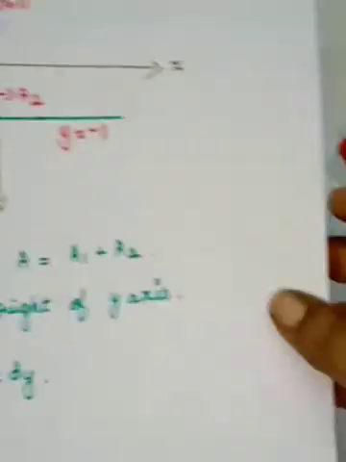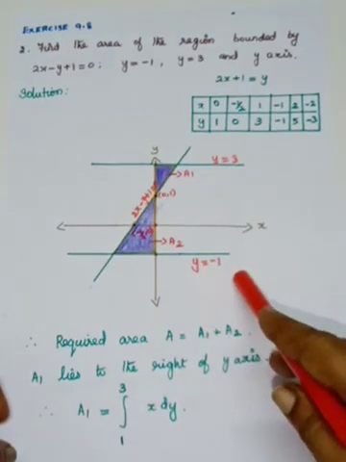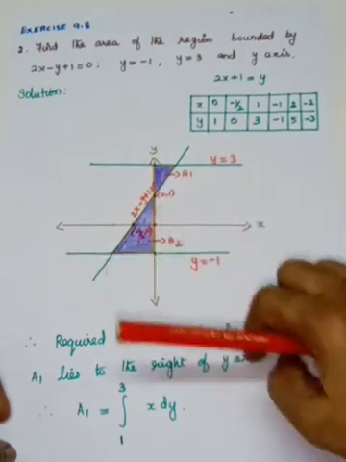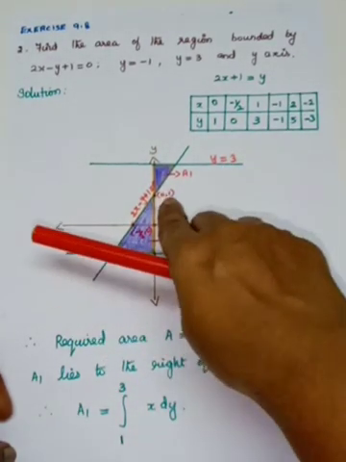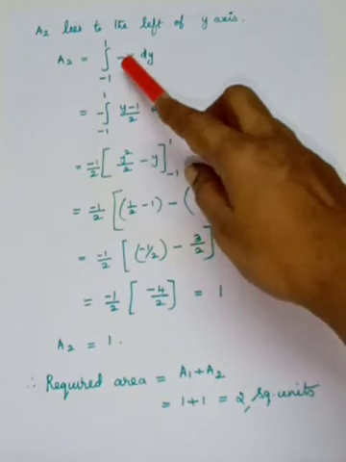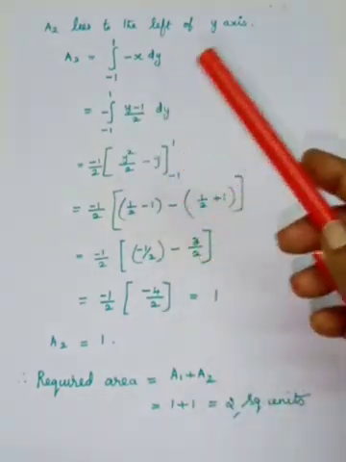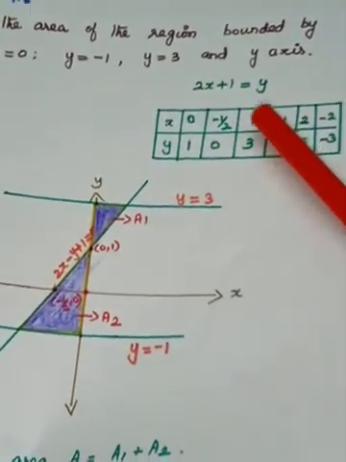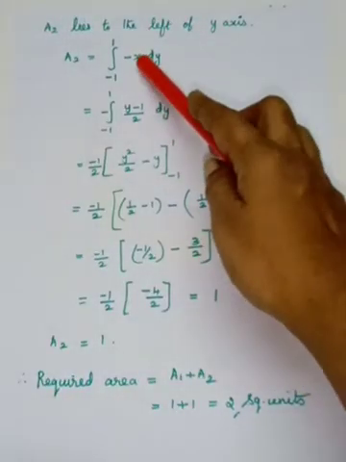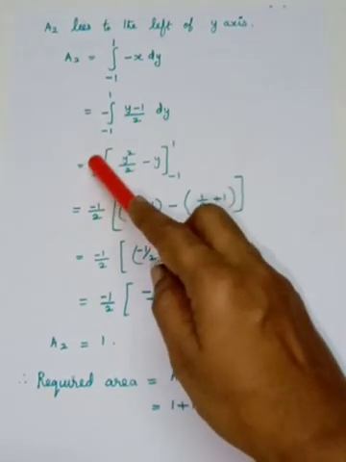Now you have to check the limit. Your A2, see that this is the line given. What is the line? y = -1. Next line, which one has to be taken up to this? This is the line y = 1. So it varies from y = -1 to y = 1. So integral -1 to 1 of -x dy. The minus is taken out. In the place of x, see the question, 2x + 1 = y, so 2x = y - 1, x = (y - 1)/2. So in the place of x, (y - 1)/2 into dy. This 2 is also taken out, so the constant is -1/2.